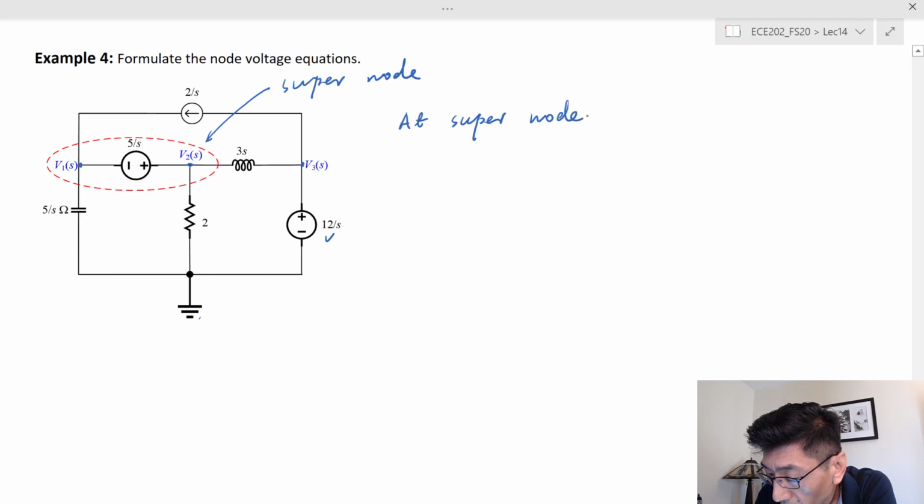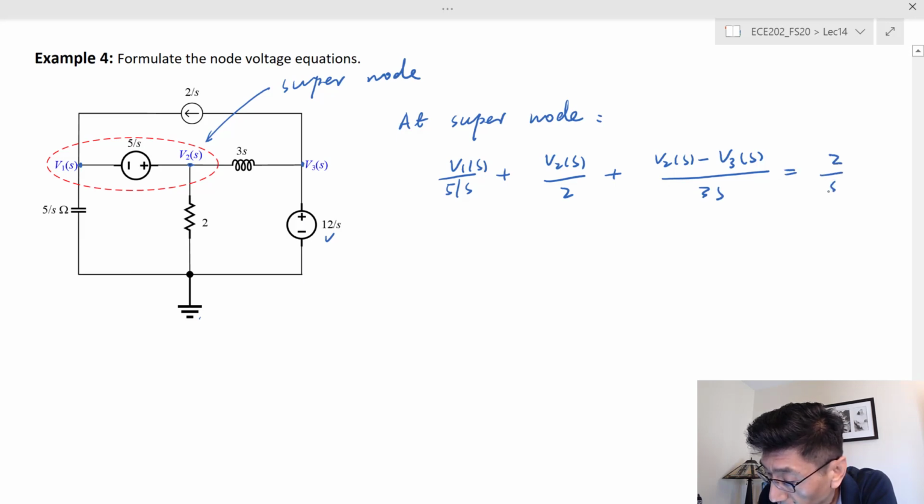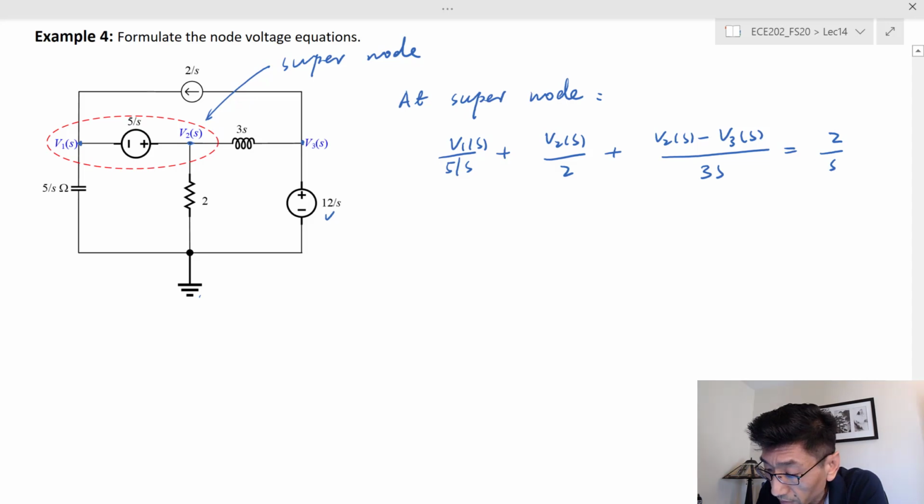Supernode, and the KCL equation we have is V1, the leaving current through 5 over s, plus through that 2 ohm resistance as V2 divided by 2, right? That's current, and also through that 3s impedance, and that's V2 minus V3 divided by 3s. The current entering that node is 2 over s. That current source there, right? And we cannot write any other KCL equation anymore, right?